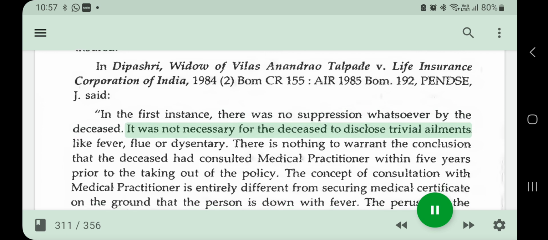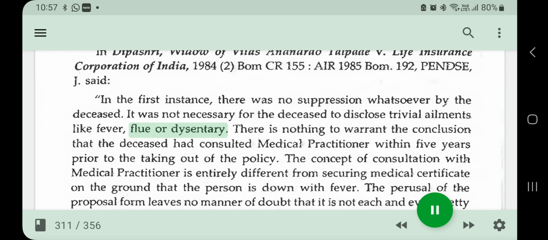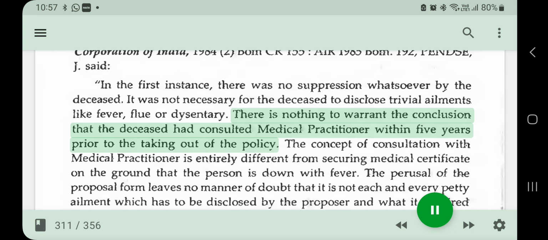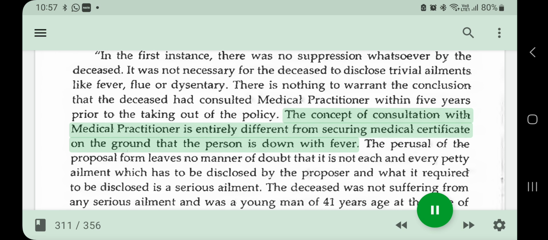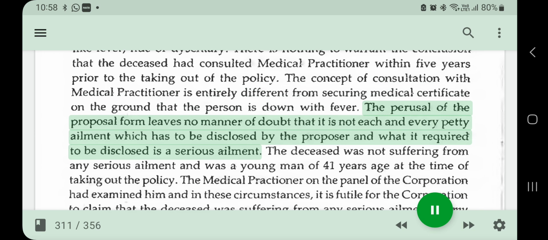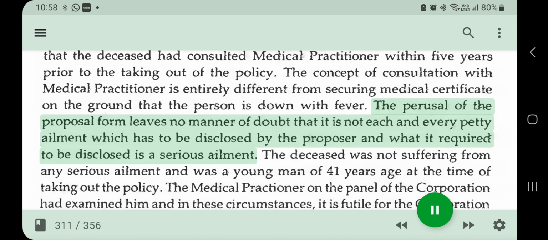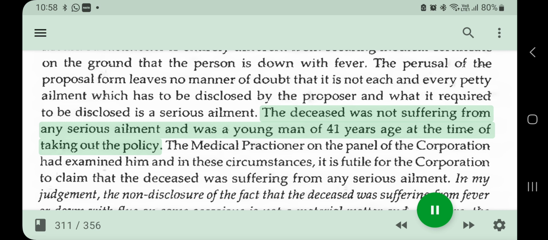It was not necessary for the deceased to disclose trivial ailments, like fever, flu or dysentery. There is nothing to warrant the conclusion that the deceased had consulted a medical practitioner within 5 years prior to the taking out of the policy. The concept of consultation with a medical practitioner is entirely different from securing a medical certificate on the ground that the person is down with fever. The perusal of the proposal form leaves no manner of doubt that it is not each and every petty ailment which has to be disclosed by the proposer, and what is required to be disclosed is a serious ailment.